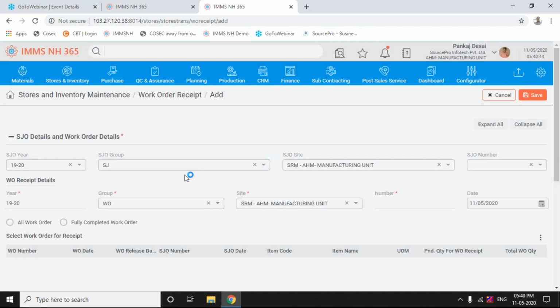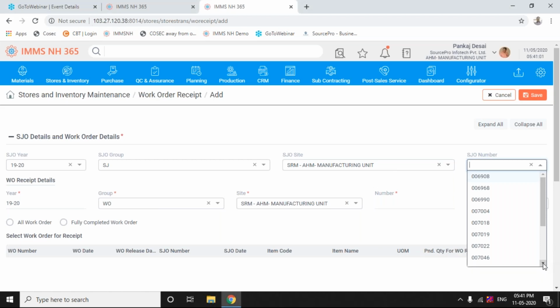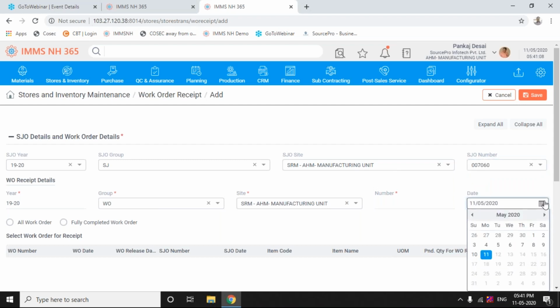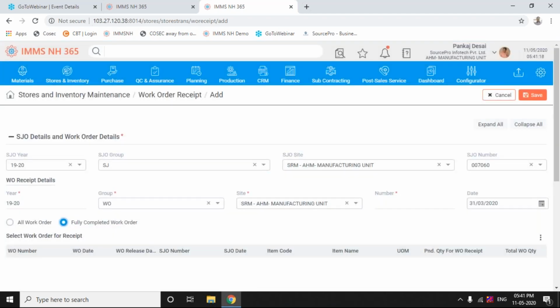So work order received, if I can relate it correctly in the Tally terminology, is DPR, daily production report, daily production booking. If I may not be using the right acronym, it is the production booking entry. For 7060 SGO, I am booking for this particular 15. Yeah, you can do it for all work orders or fully completed.